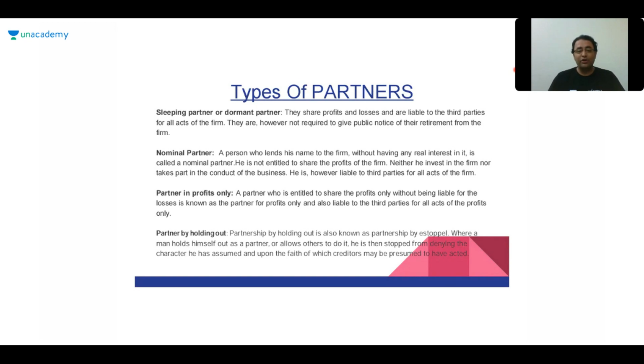Partnership by holding out is also known as partnership by estoppel, where a man holds himself out as a partner or allows others to do so. He is then estopped from denying the character he assumed, upon the faith of which creditors may have acted.